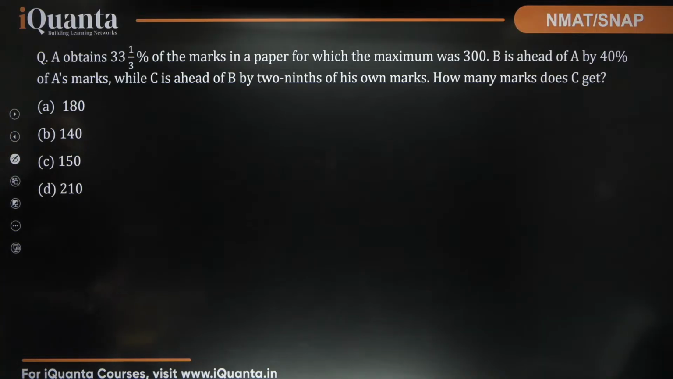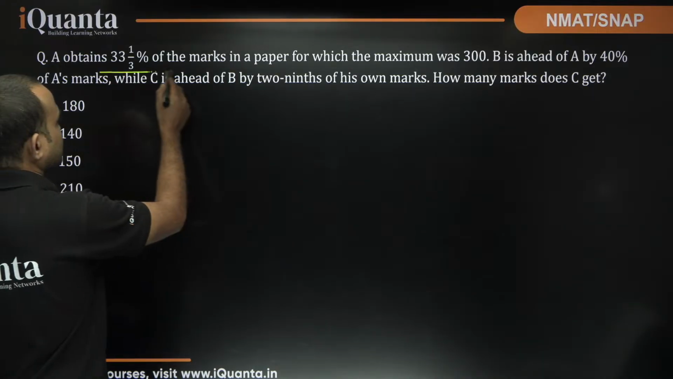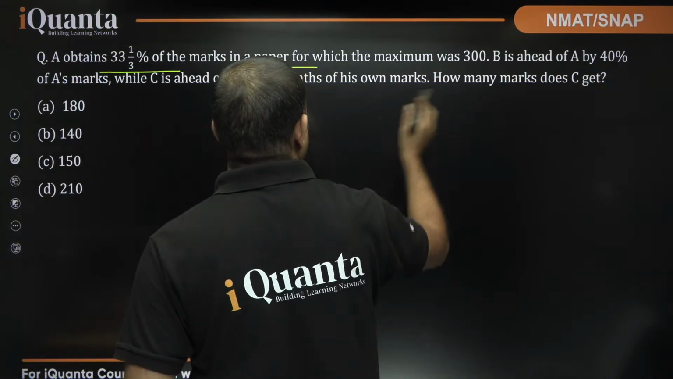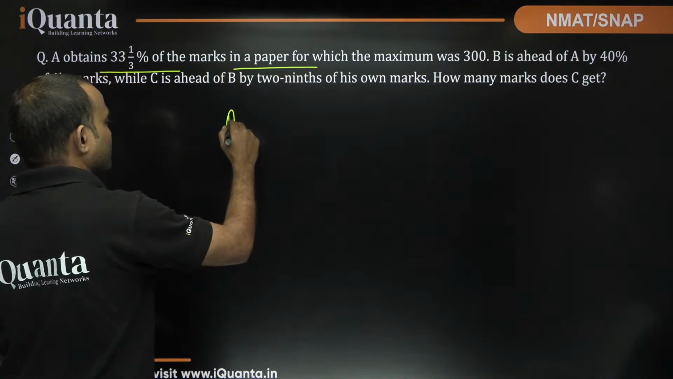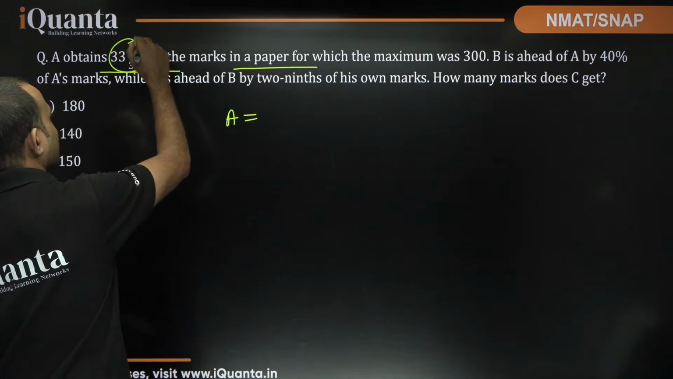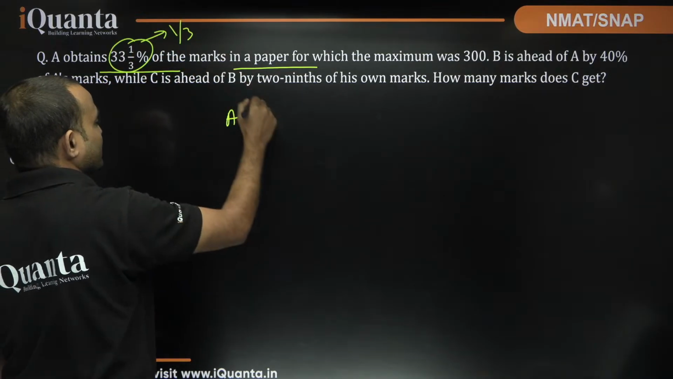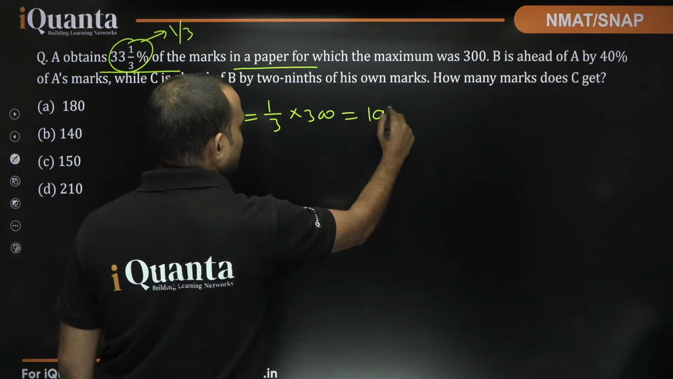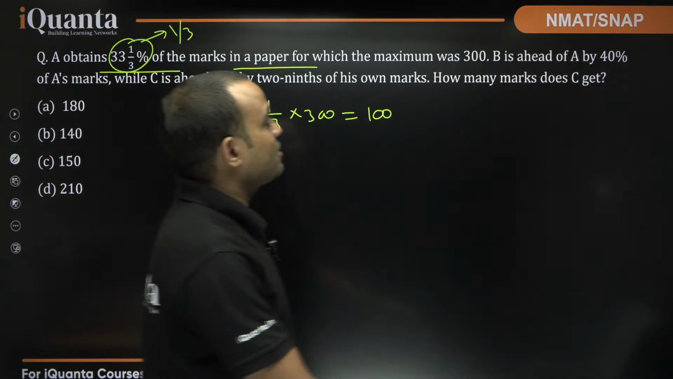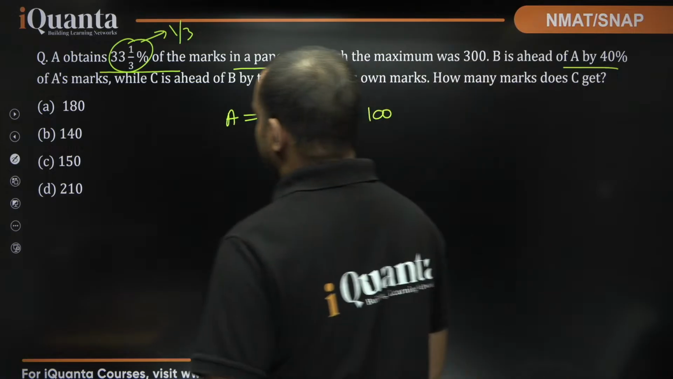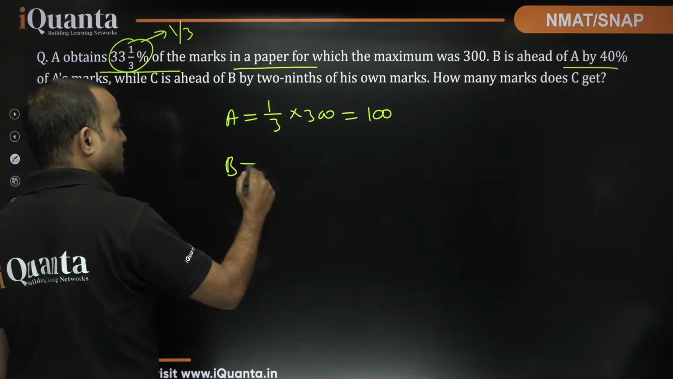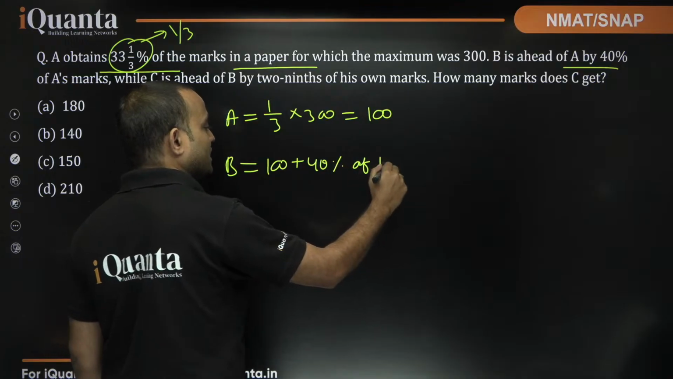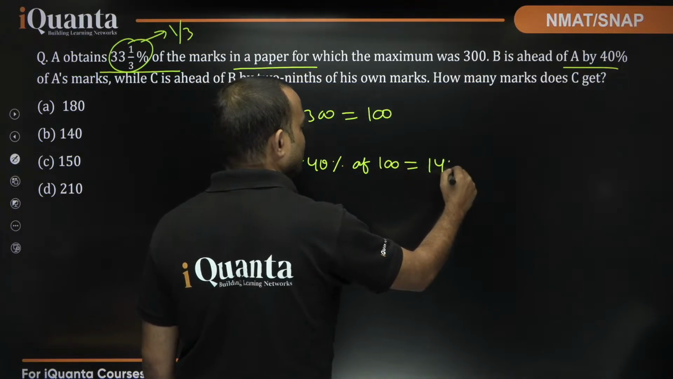In this question, it says A obtains 33% marks in a paper for which maximum marks was 300. So A will be equal to, what is 33.1 by 3%? It's 1 by 3. So 1 by 3 into 300, this will be equal to 100. B is ahead of A by 40%, right? So we can say B is equal to 100 plus 40% of 100, and that is equal to 140.